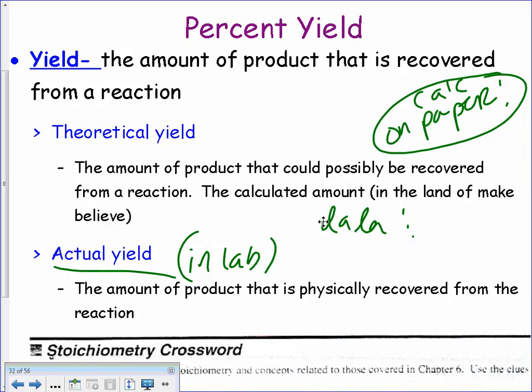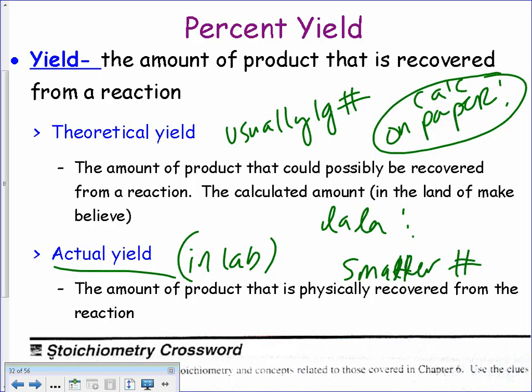What do you think is going to be the higher number usually? Probably theoretical. Usually the larger number, because we have this perfect situation on paper where nothing can go wrong. But in the lab, sometimes things go wrong, so the actual yield is generally a smaller number. And generally we're going to compare these and get a percent yield.